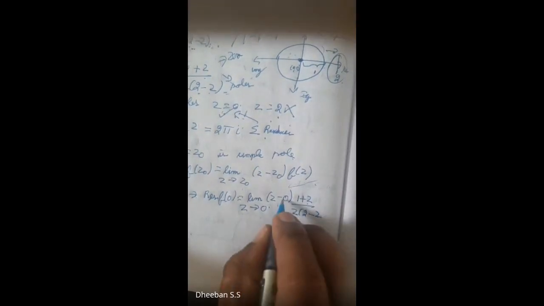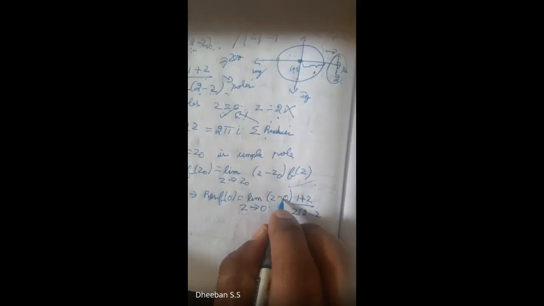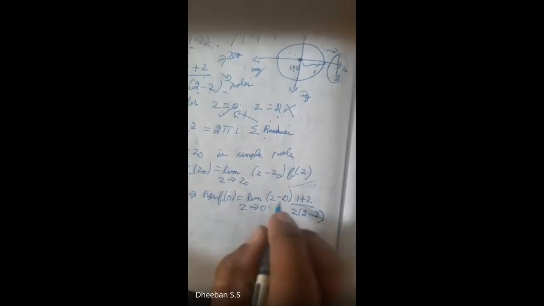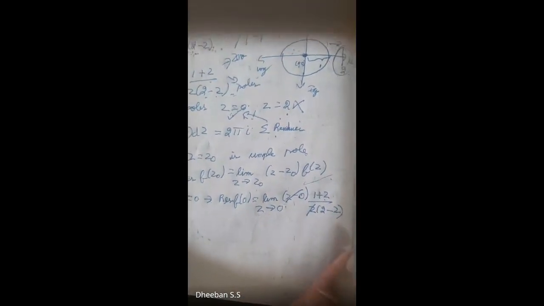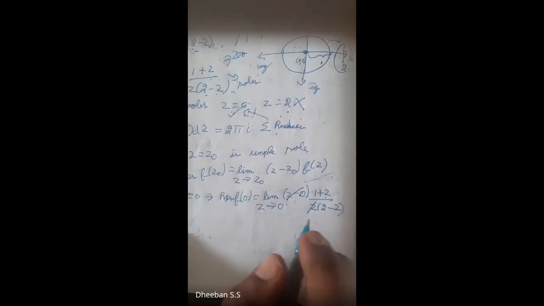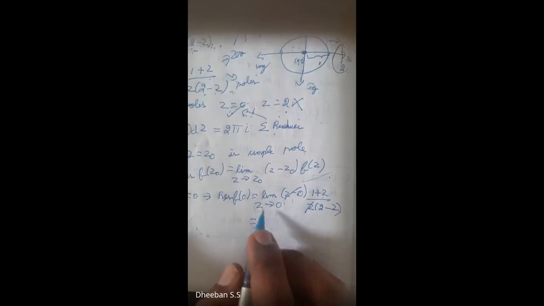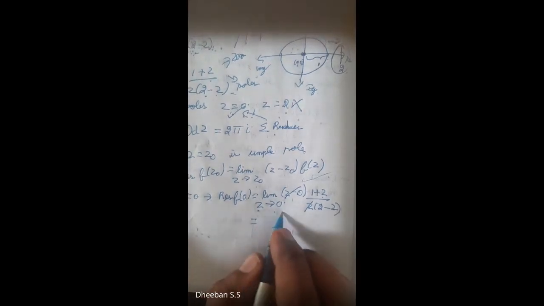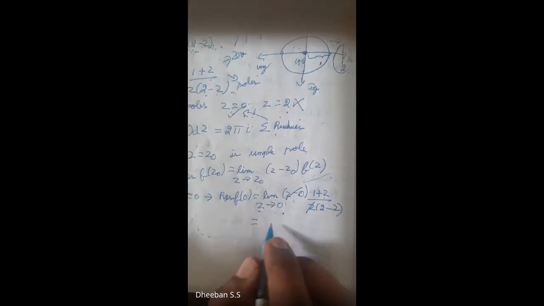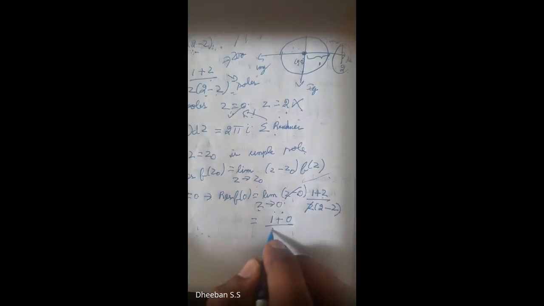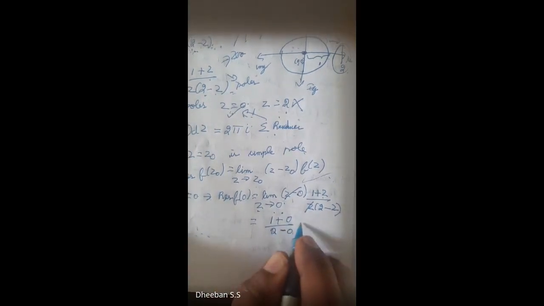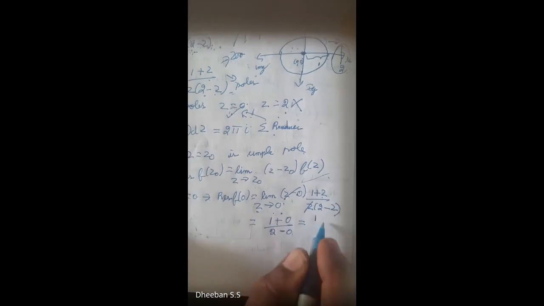Now z minus 0 is there, so this z and this z get cancelled. Then you have to put z equal to 0 over here, because the limit of z tends to 0. So 1 plus 0 by 2 minus 0. Finally you'll get the value of 1 by 2.